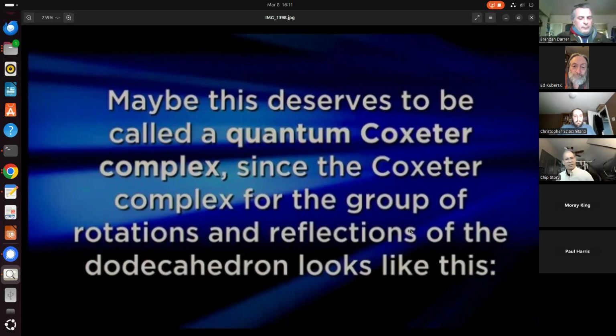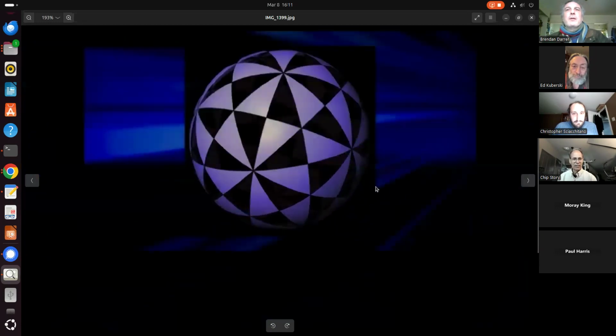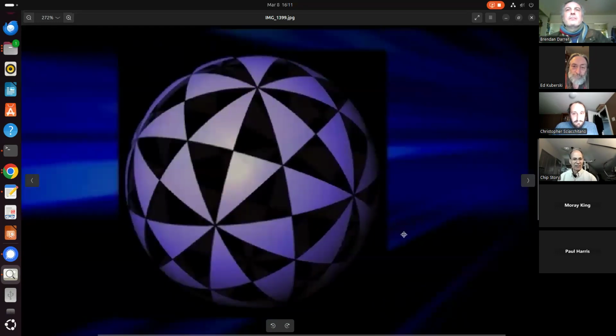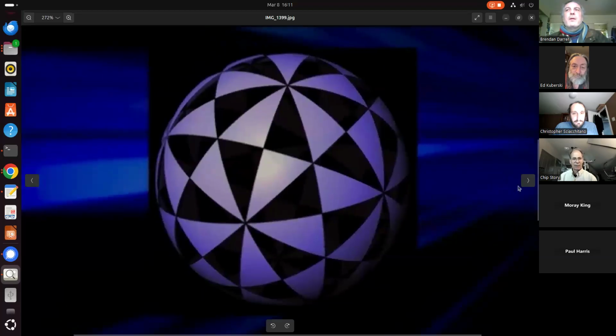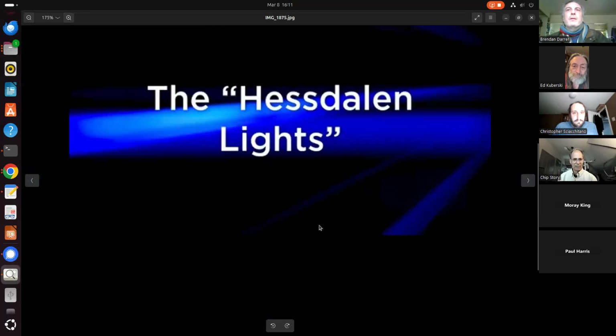Maybe this deserves to be called a quantum Coxeter complex, since the Coxeter complex for the group of rotations and reflections of this dodecahedron looks like this. And on the next slide, really quantum beach ball.